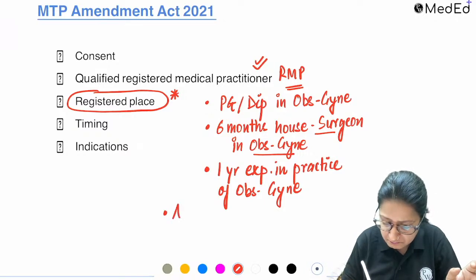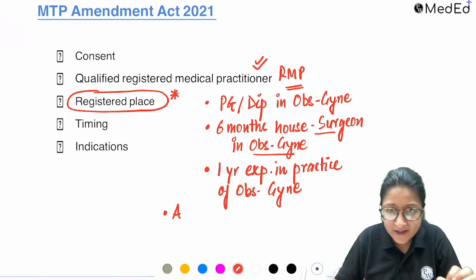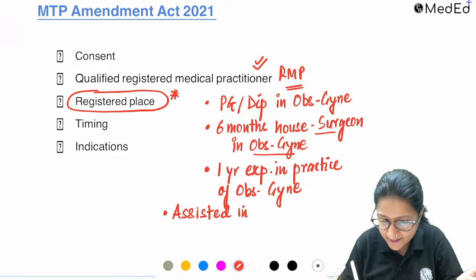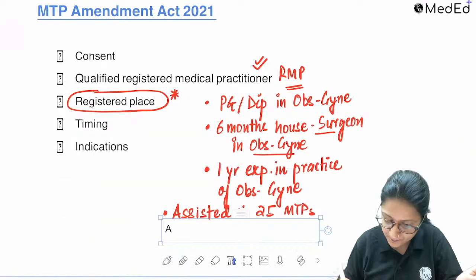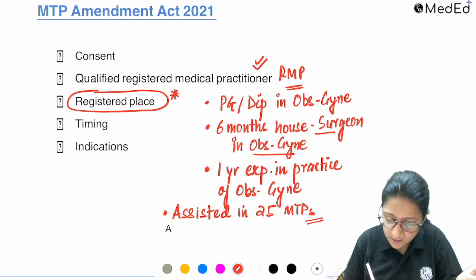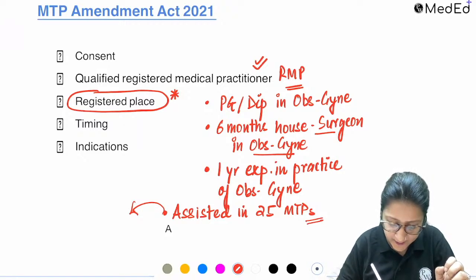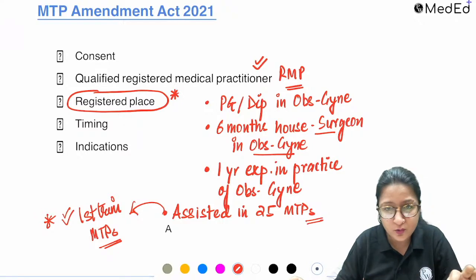And an MBBS graduate who is certified and registered in the state medical registration can get himself registered if he has assisted in at least 25 MTPs, that is, 25 cases of MTPs at a registered medical center. That person who is not a postgraduate but has just assisted in 25 MTPs can only be allowed to do first trimester MTPs. That's an important differentiating point to note.